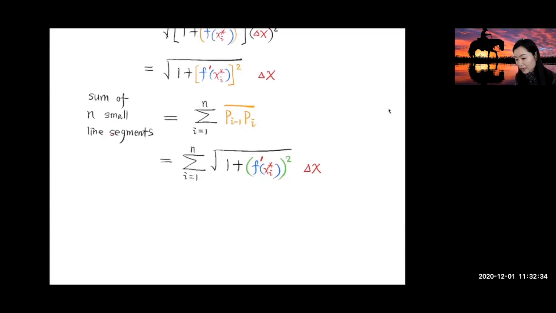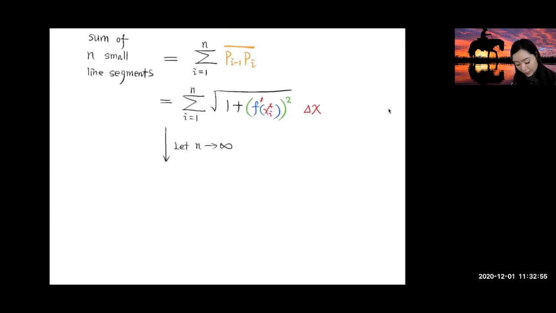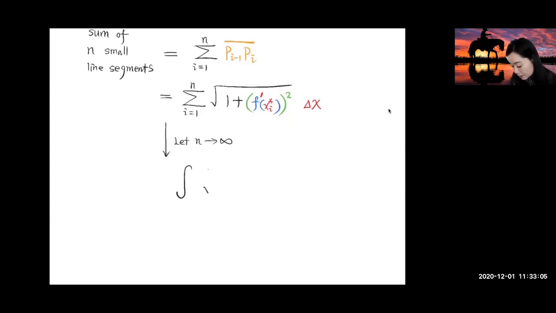Now we're going to let n go to infinity, just like before. When you let n go to infinity and sum up those n line segments, they get closer and closer to the arc length. And this is going to become an integral. The summation sign becomes an integral sign, and the delta x becomes dx.